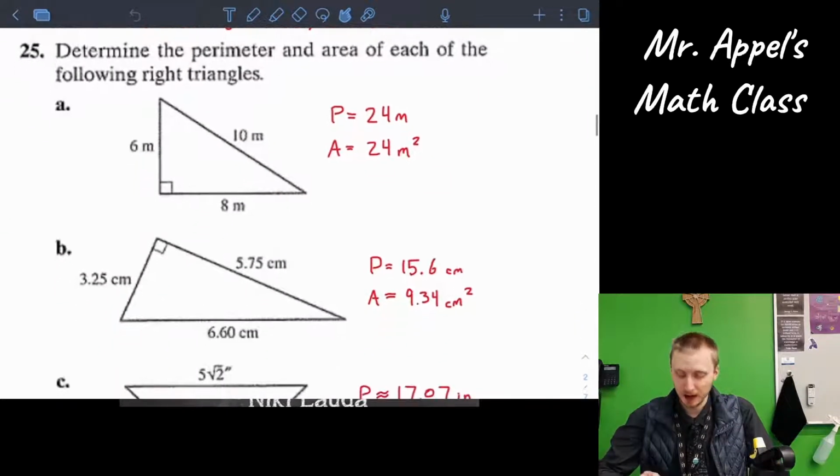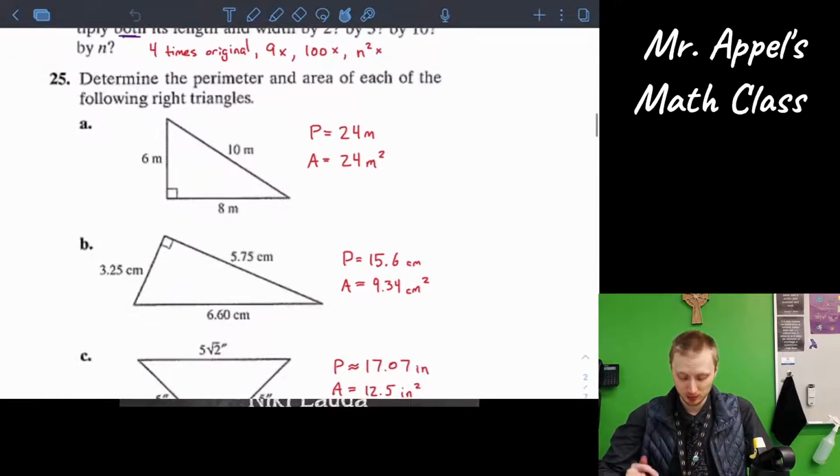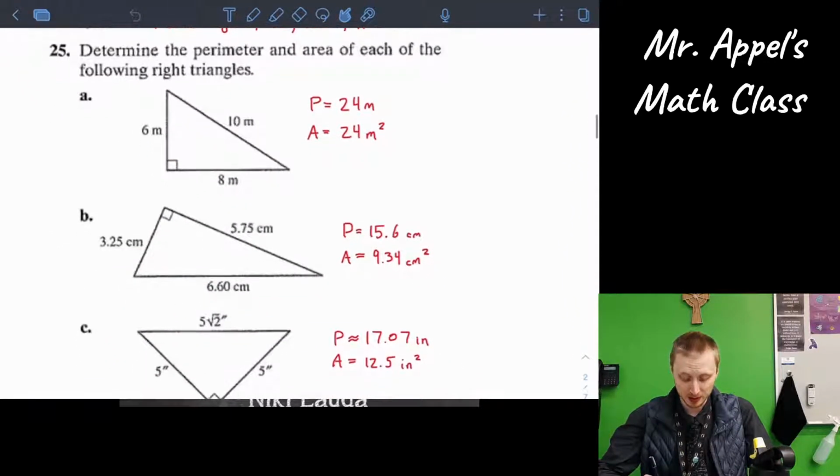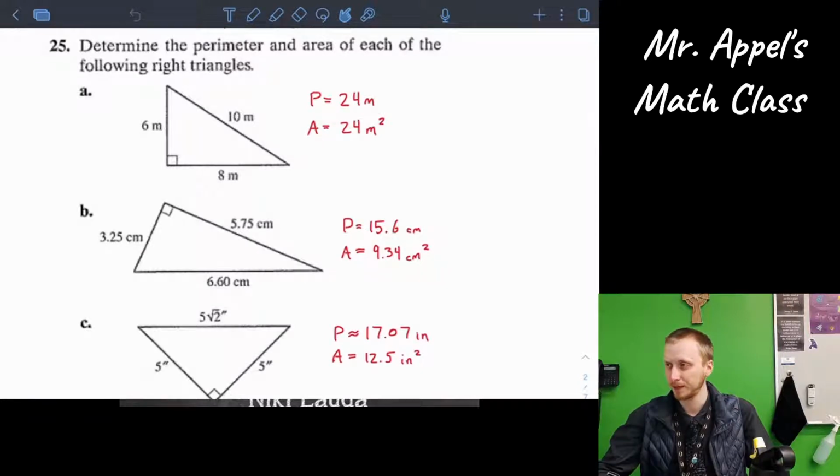Okay, and then in 25, we just have some practice for perimeters and areas of triangles.